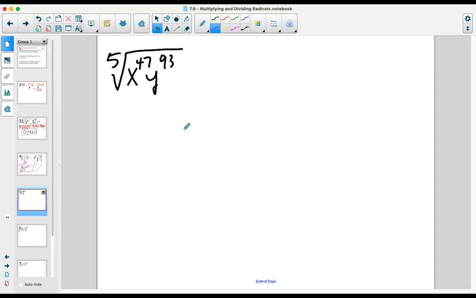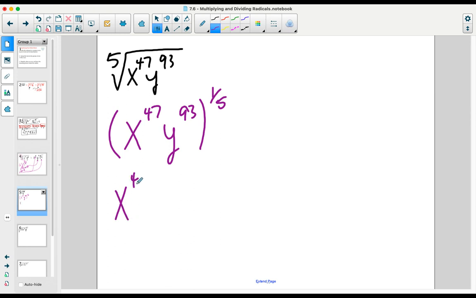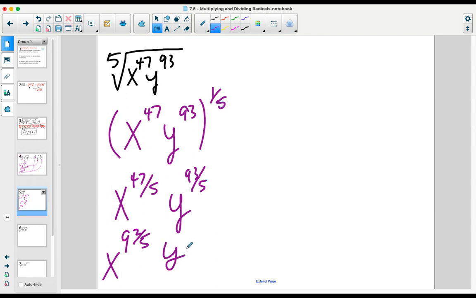I want no part of writing out 47 x's and 93 y's and delicately grouping them into groups of 5. That is not anything I want a part of. So in the event that you have a situation like this, you are welcome to consider it as a rational exponent of 1/5. X to the 47 over 5, y to the 93 over 5. X to the 47 over 5 is 9 2/5. Y to the 93 over 5 is 18 3/5.